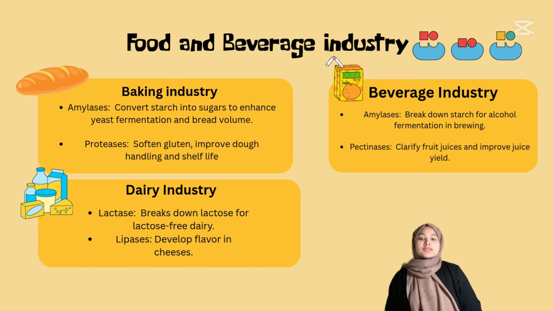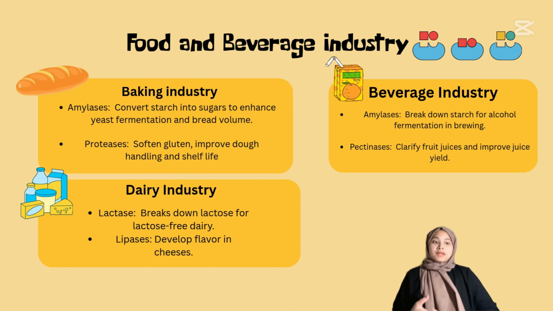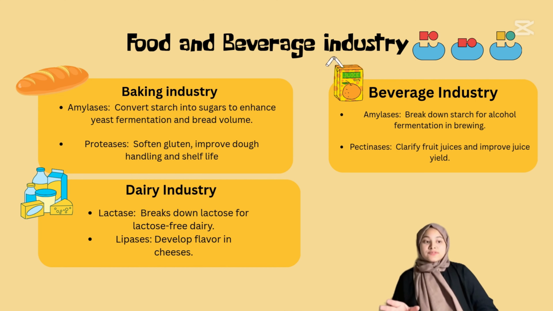What if I told you there's a natural catalyst working behind the scenes of your favorite bread, cheese, and even your laundry detergent? So, enzymes also work in the food and beverage industry. For example, in the baking industry, the enzyme amylase converts starch into sugars to enhance yeast fermentation and bread volume. Other than that, the enzyme protease softens gluten, improving dough handling and shelf life. For the dairy industry, the enzyme lactase breaks down lactose for lactose-free dairy. And the enzyme lipase develops flavor in cheese.